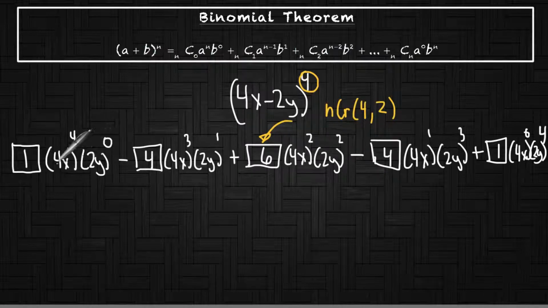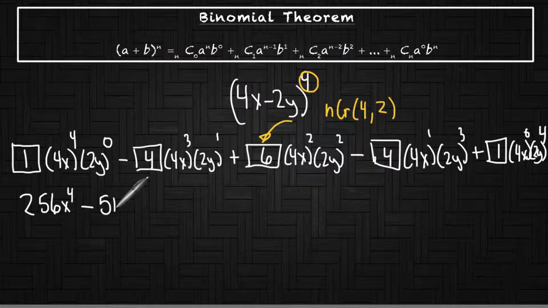So here's where you got to be really careful. It's 256 times 1 times what's in the box. So that's going to be 256 x to the 4th. Y to the 0 is 1, so that's gone. Now you got to be careful. So now we have 4 to the 3rd, and that is going to be 64 times 4 is going to be 256 times 2 to the 1st. All those coefficients have to be smushed together, and so 256 times 2 is 512. So you're going to have minus 512 x to the 3rd, y to the 1st.